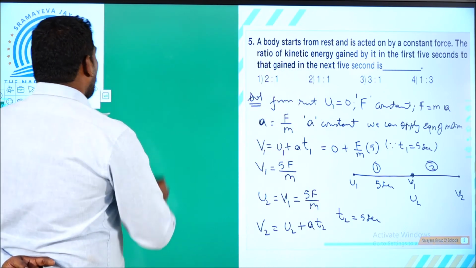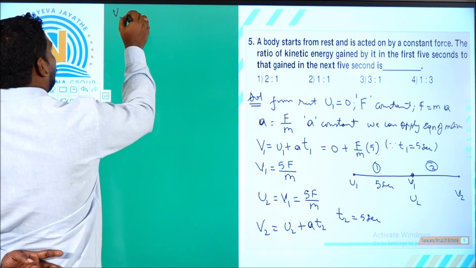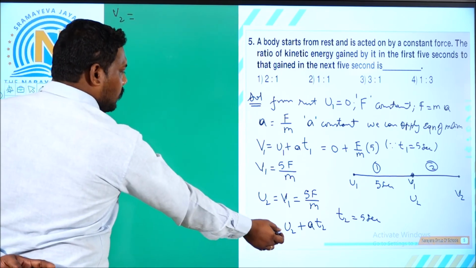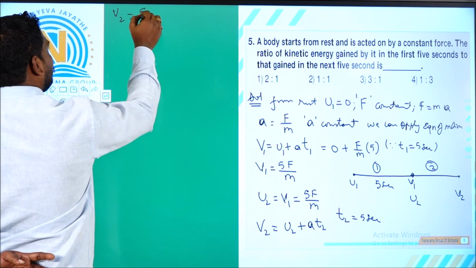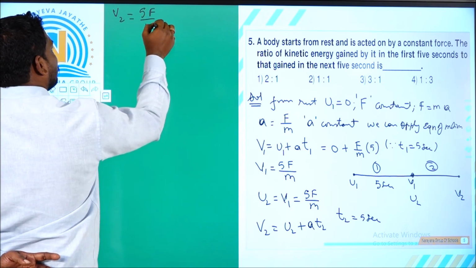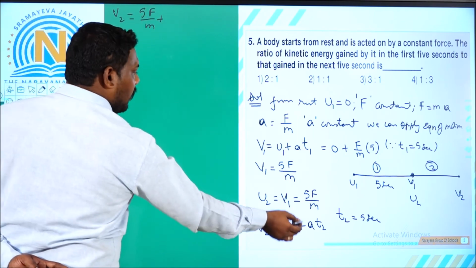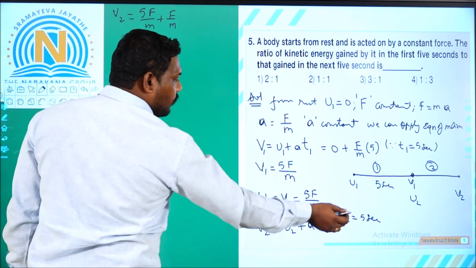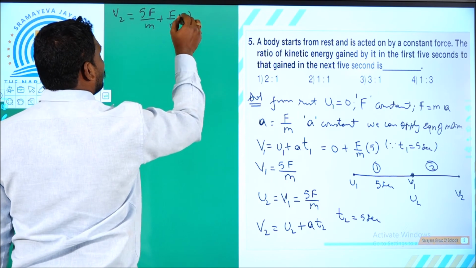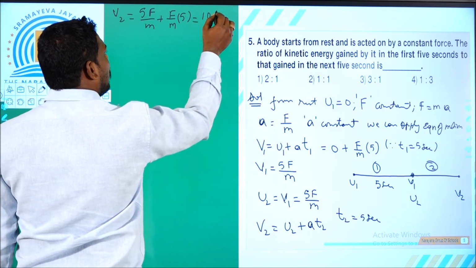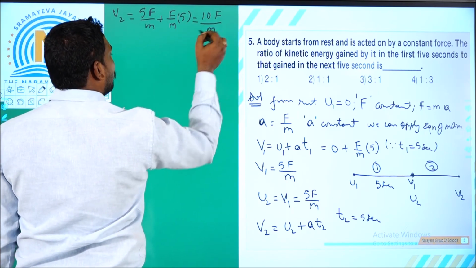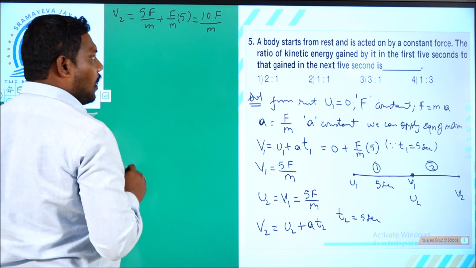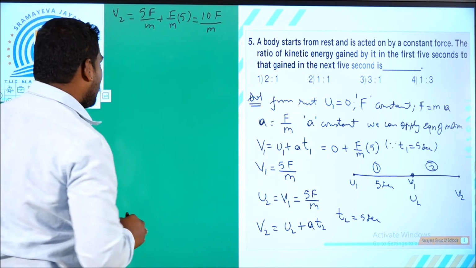So I will write v2 as, what is u2? 5f by m, plus what is a? f by m, and what is t2? 5. So it will be equal to 10f by m.